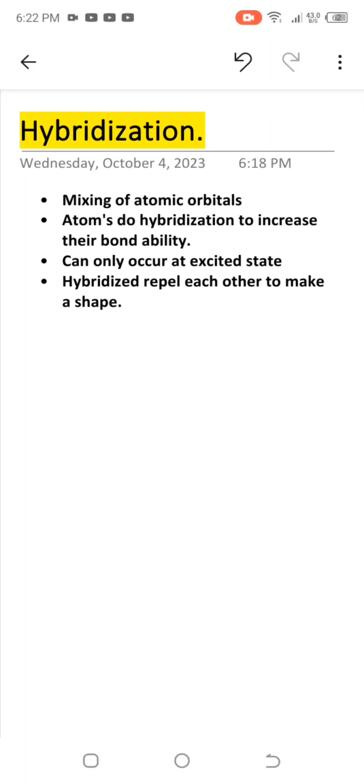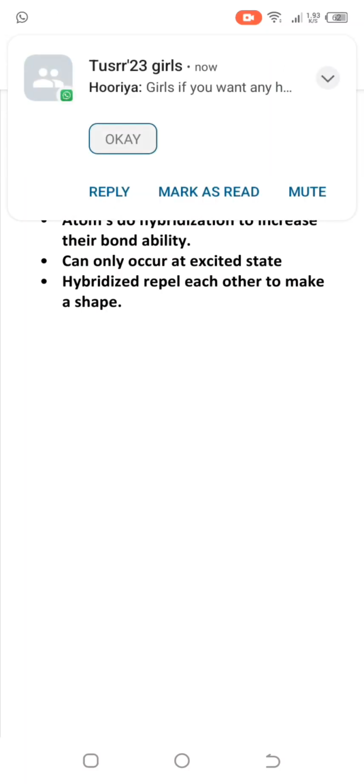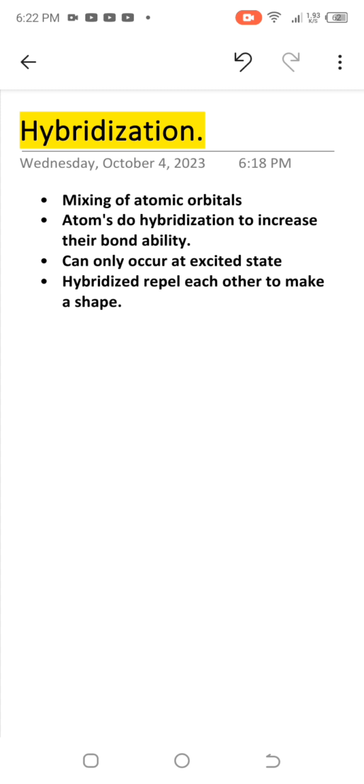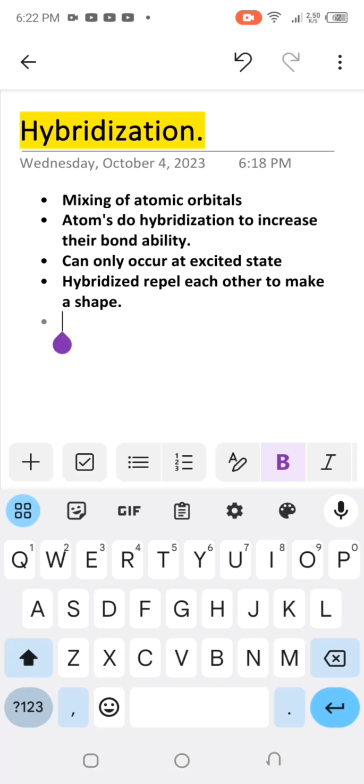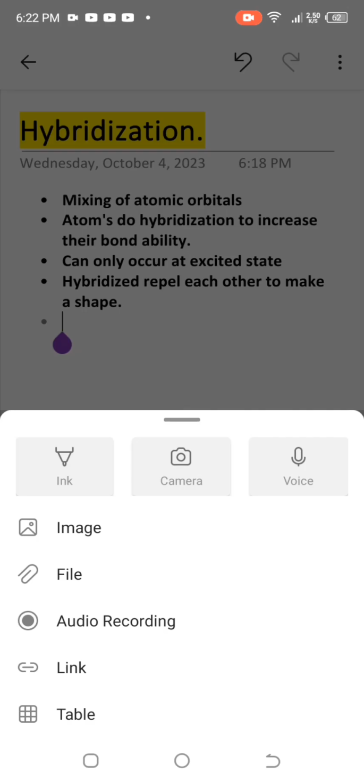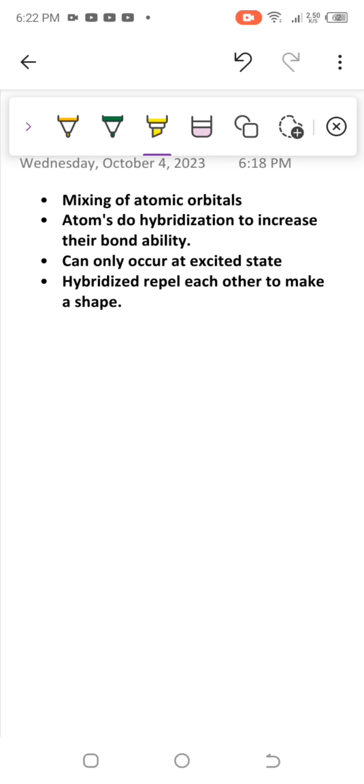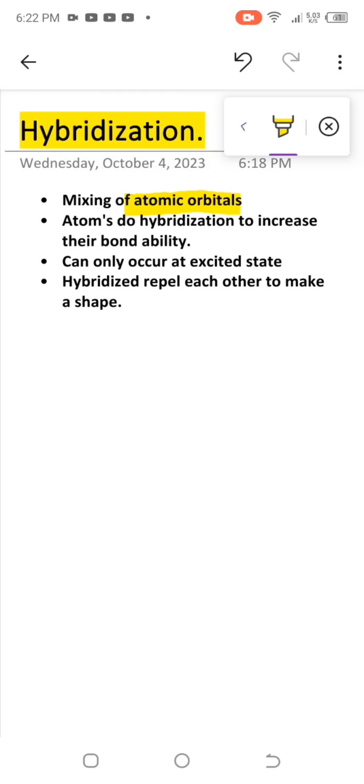Hybridization is basically the mixing of atomic orbitals. As we have discussed, what are orbitals? Those are s, px, py, pz, the atomic orbitals. So hybridization is totally that mixing of atomic orbitals, right? And now here the question arises: why do we do hybridization?